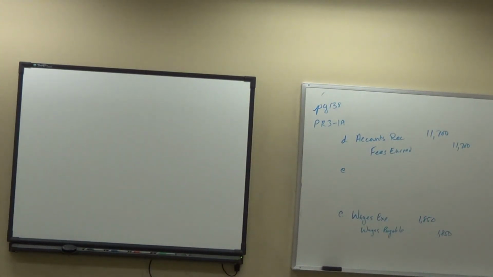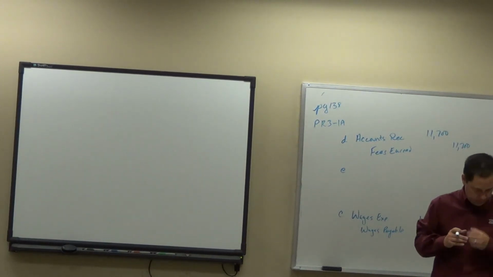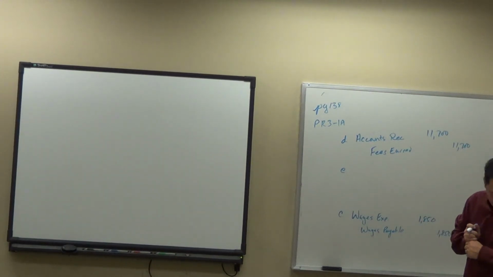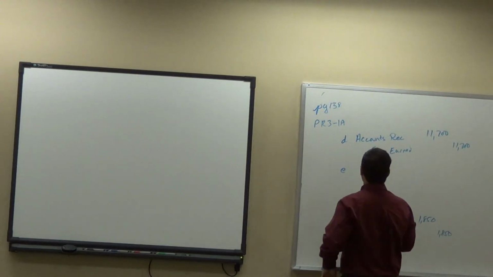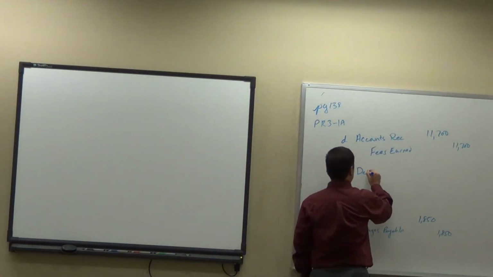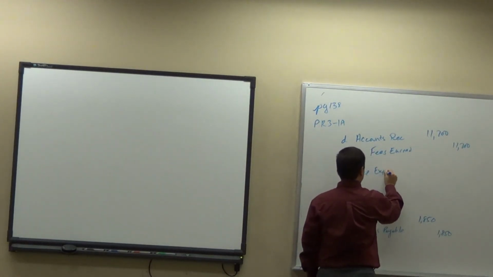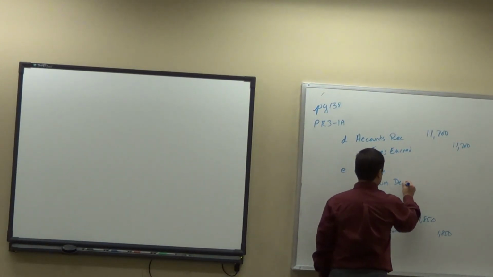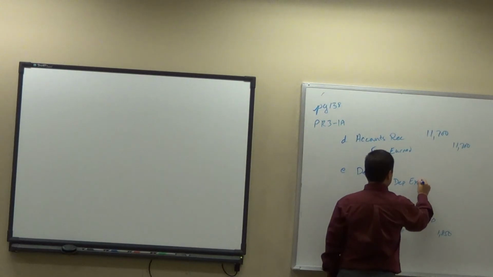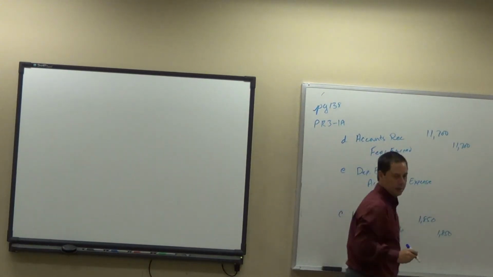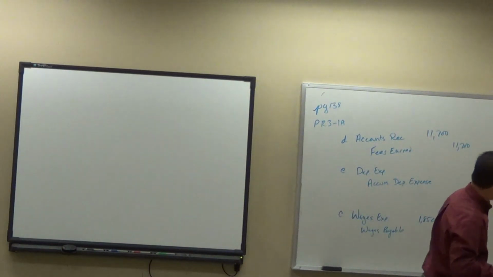All right, lastly, depreciation. The problem is depreciation of office equipment for $3,500. So we have depreciation expense, I'm just going to call it DEP expense, shorten it up a little bit, and then accumulated depreciation. I forgot the number already, 3,500.